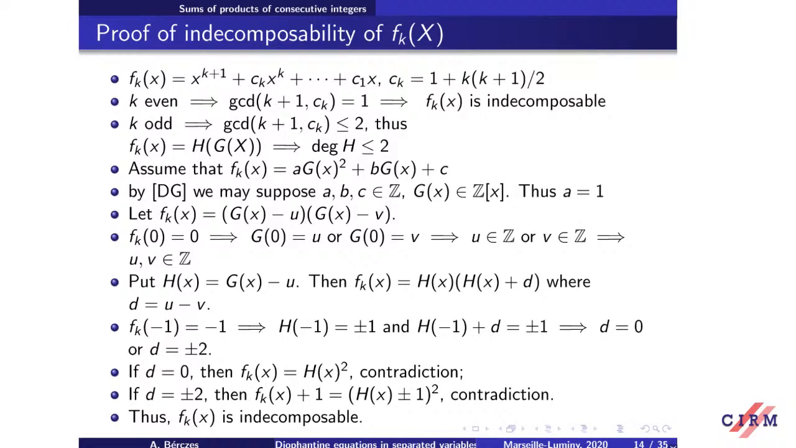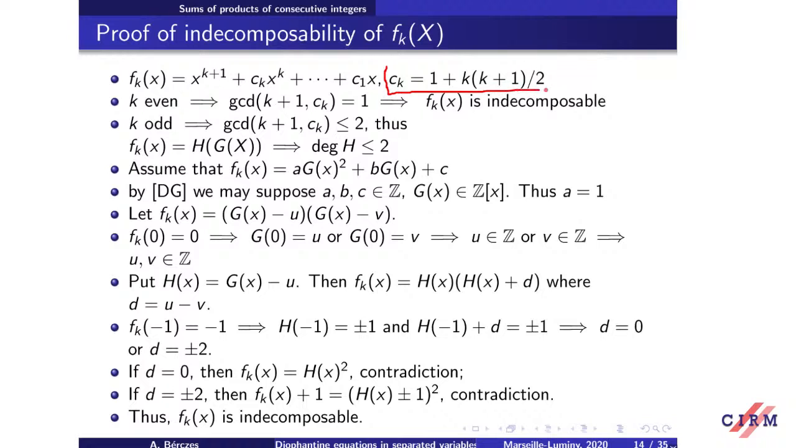So let us see how we can use this for proving that fk of x is indecomposable. First of all, let us see how fk of x looks. We know that fk of x has degree k plus 1. It is monic, so we just denote its coefficients by 1, c_{k-1}, and so on, c1. And we know that 0 is a root of fk of x, so c0 must be 0.